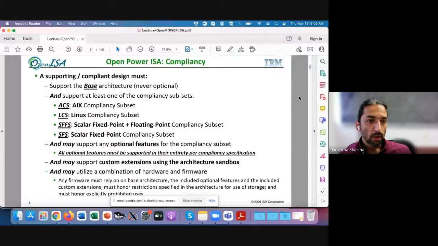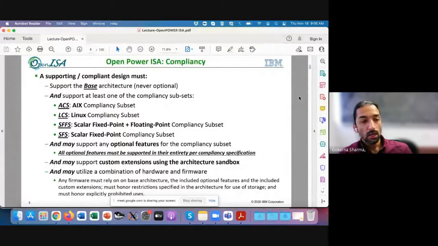So compliancy, if you look into compliancy, for example, any design that you make or build based on this OpenPOWER ISA architecture and the OpenPOWER ISA computation model, you have to support the base architecture. This base architecture is never optional. Any system that you design using OpenPOWER ISA has to support this base architecture. It is never optional. And then you can support at least one of the compliance subsets.